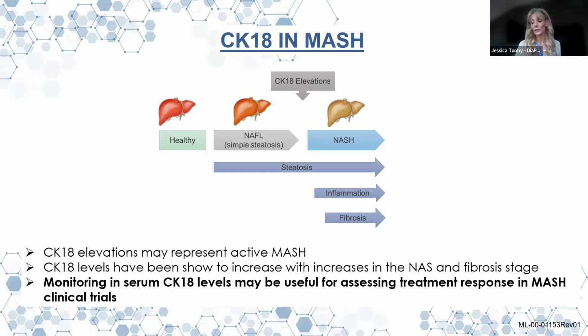So in MASH clinical trials, monitoring CK18 levels may be useful for assessing the effect of treatment on disease activity. That could be helpful, especially in early phase studies, because you may be able to see changes in CK18 before you see any changes in liver histology.